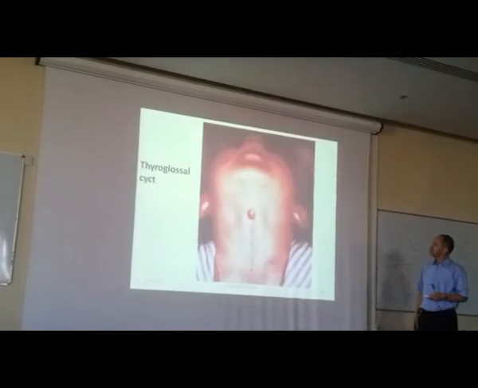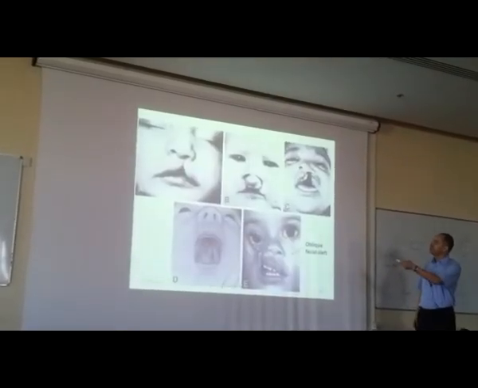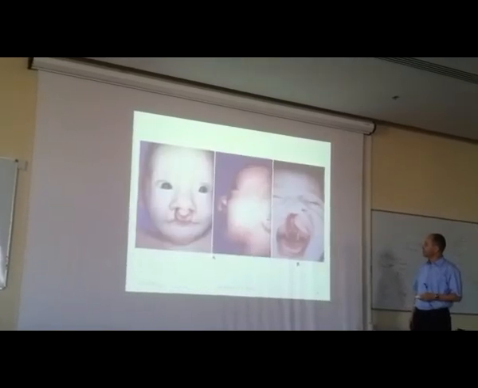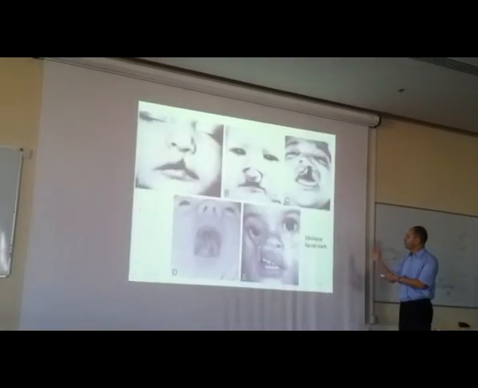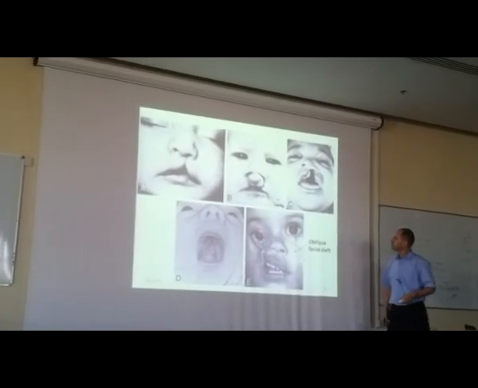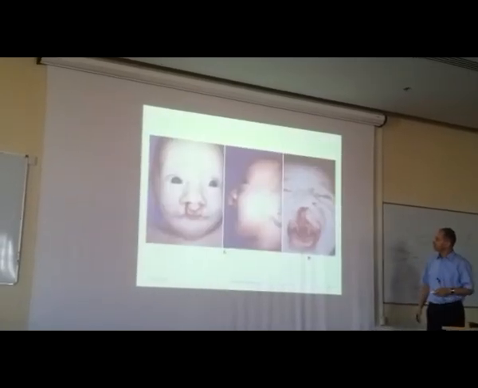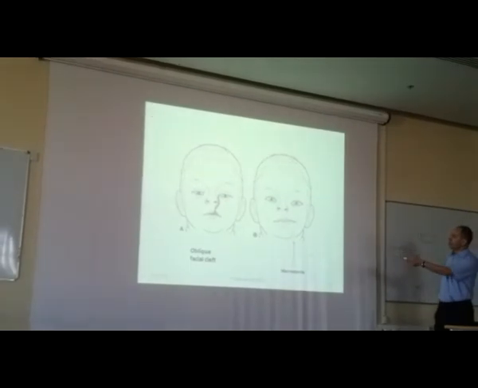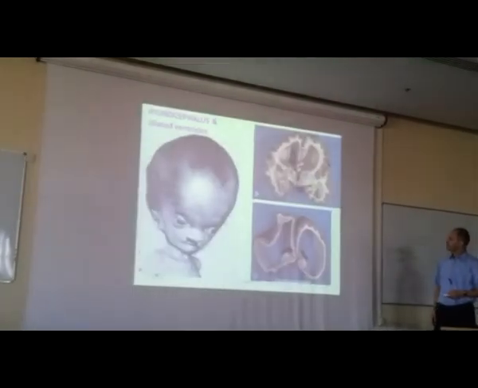This is a thyroglossal cyst. These are the different shapes of cleft palate and cleft lip and the oblique facial cleft. Okay. Again, oblique facial cleft, and this is macrostomia.